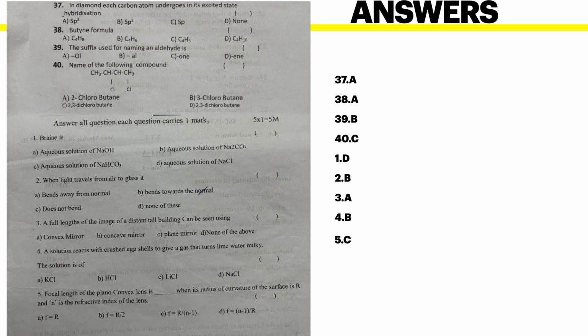Next one. The focal length of a plano-convex lens is dash when the radius of curvature of the surface is r and n is the refractive index. So here for the fifth one, C is the right answer. Focal length f is equal to r by n minus 1. We know that 1 by f is equal to (n minus 1) into (1 by r1 minus 1 by r2) is the formula. For a plano-convex lens, one surface is plane, so r2 is equal to infinity. So if you apply the values, C is the right answer.